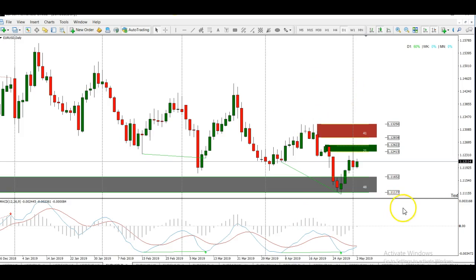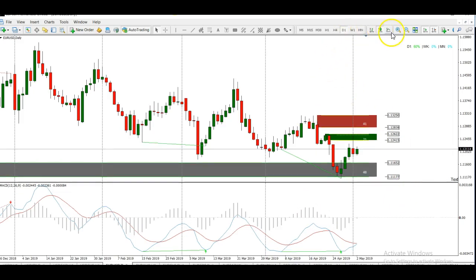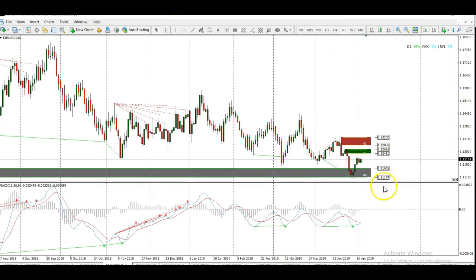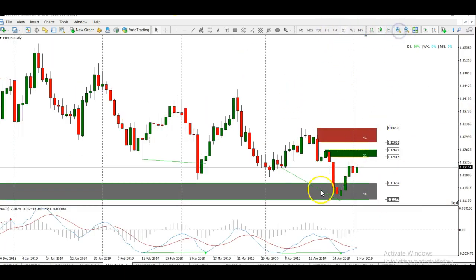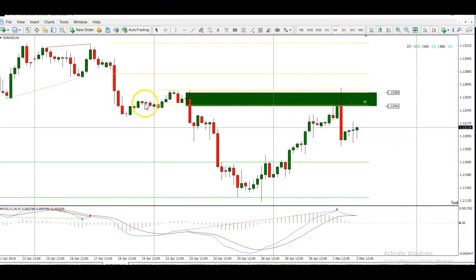Euro USD. A nice trade on it yesterday. You see it hit this daily area here, 4-hour inside the daily. It just took that area out and came back down. You can actually see it can hit this 4-hour zone here and move back up.